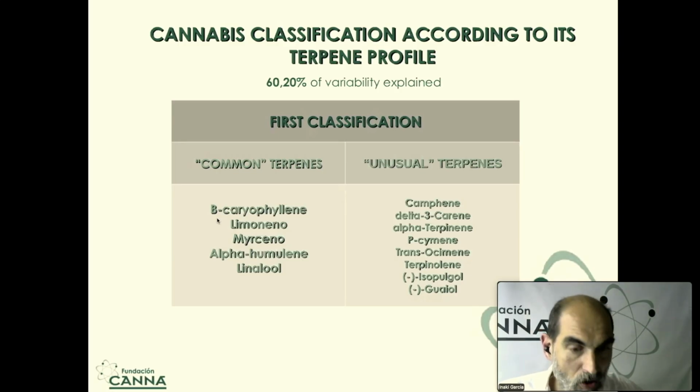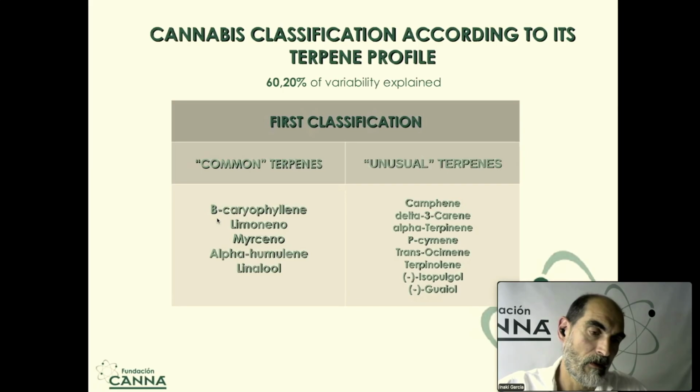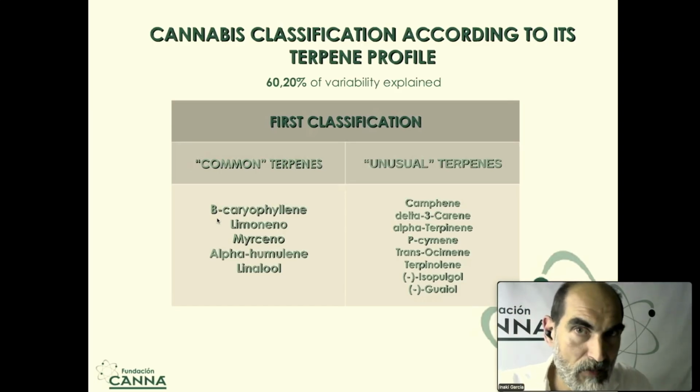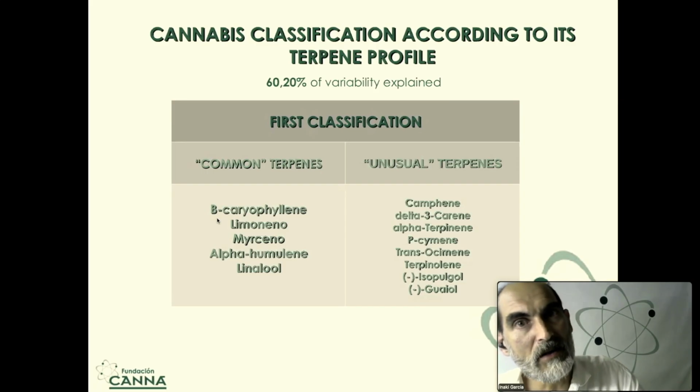Okay, so the first classification that the statistical tool gives us separates the plants between plants with common terpenes and plants that have, of course, common terpenes, but also other terpenes.